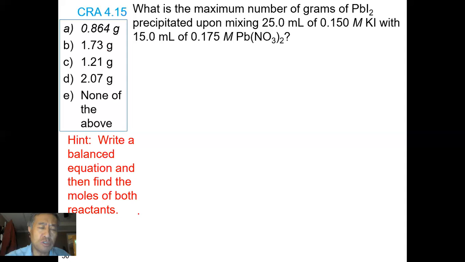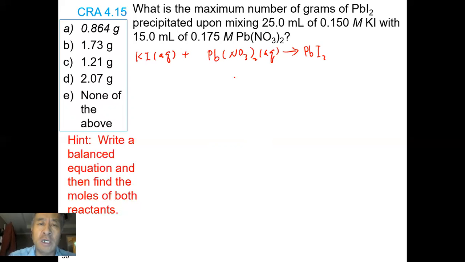So let's do that. We will write the equation first. The problem will tell you two reactants. The first reactant is KI, aqueous. The second reactant is Pb(NO3)2, aqueous. So we're swapping the ions as what we did before. The possible product will be PbI2. By the solubility rule, this is insoluble, so this is the precipitate the question asks about. Then the other product will be KNO3, aqueous.